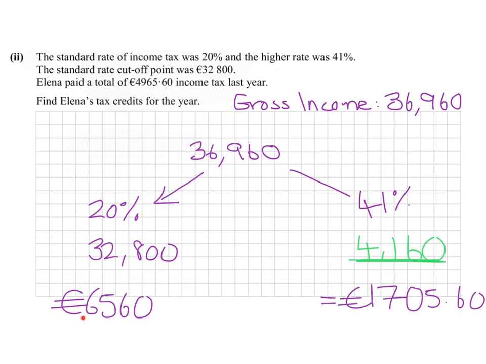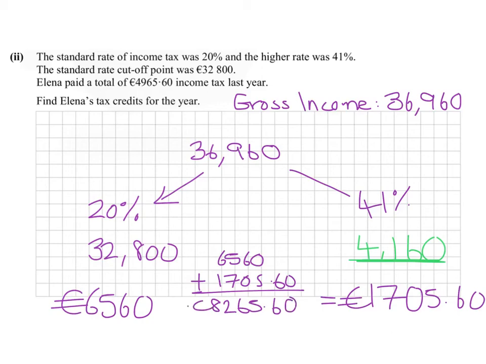So both of these numbers added together are going to give me my gross tax. So before any deductions on the tax are made, these two numbers are going to add together to give me my gross tax. So when I add 6,560 to 1,705.60, I end up getting 8,265.60. Okay, so let's go back to our question. We know that she paid a total of 4,965.60 income tax last year.